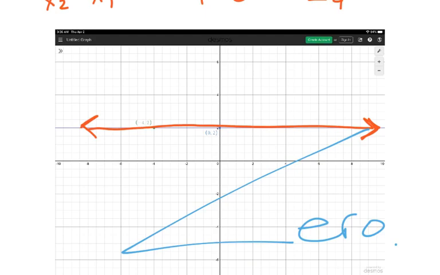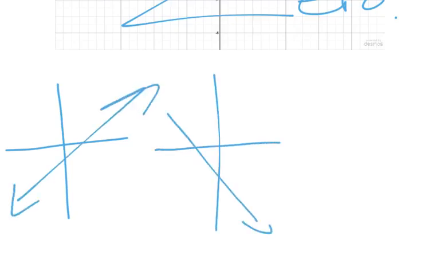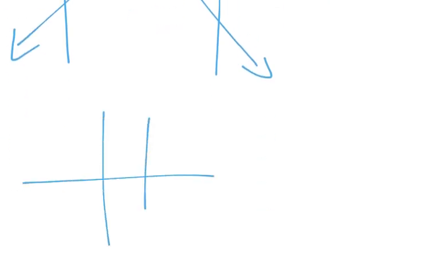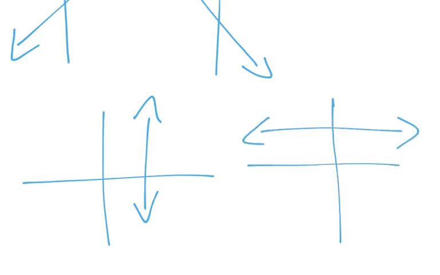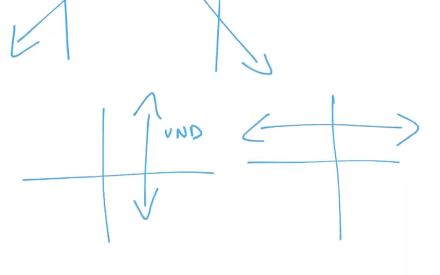Okay? So from this, we know now that if the slope goes up, it's a positive slope. If the slope goes down, it's a negative slope. If the slope goes up and down, it's undefined. And if the slope is horizontal, just a straight horizontal line, then it's 0. So this is a positive slope. This is a negative slope. This is an undefined slope. And this is a 0 slope.